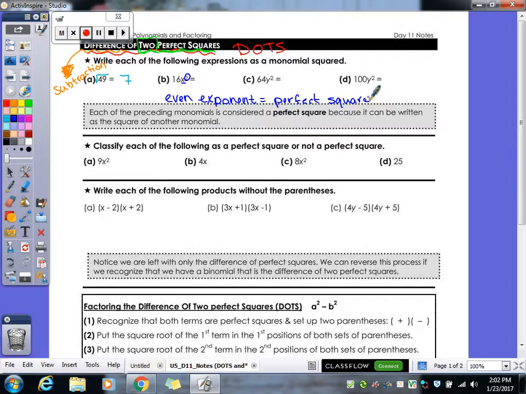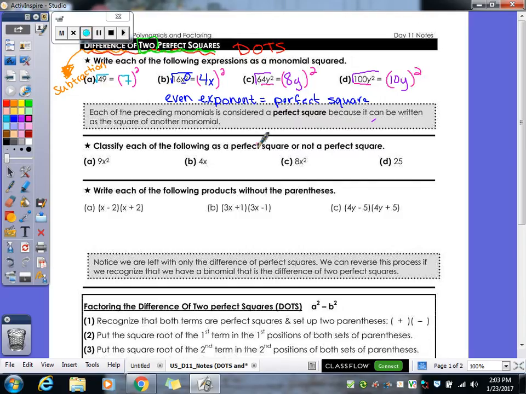Looking at our example here in B, when I take the square root of 16, it gives me a 4. My exponent, you want to divide it by 2, so I would get x to the first. So 4x would be our square root there. C would give us 8y, and D would give us 10y. And they wanted us to write these as a monomial squared. So that would be 7 squared, 4x squared, 9y squared, 10y squared. That's how we would get those numbers.